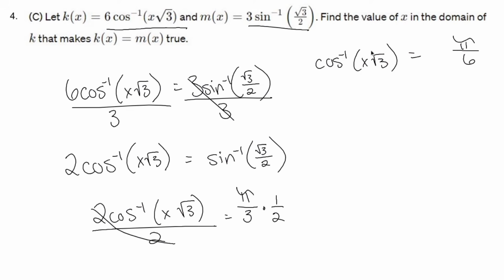Now, I need to somehow unlock that x. Now that I have all this cos stuff all by itself, I need to get rid of that inverse cosine. Well, just like we would use inverse cosine to get rid of cosine, I could use cosine to get rid of inverse cosine. It works the same way backwards. Okay, so you cross out, and we're left with x times the square root of 3 equals the cosine of pi over 6. I know what the cosine of pi over 6 is. The cosine of pi over 6 is root 3 over 2.